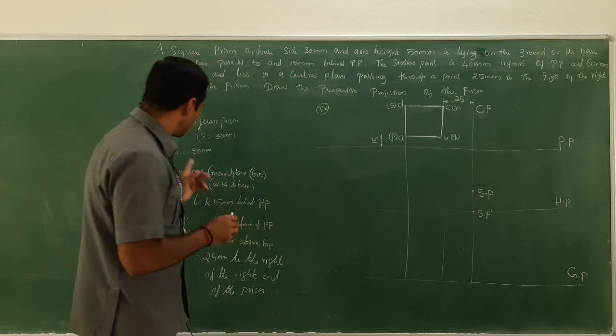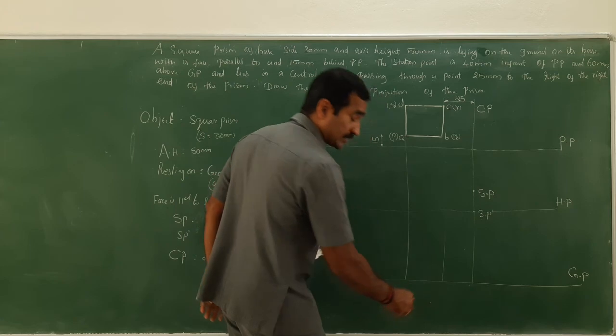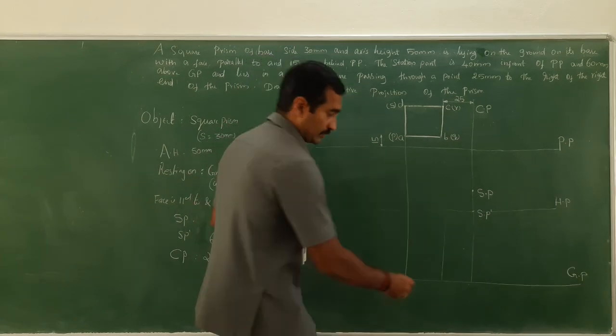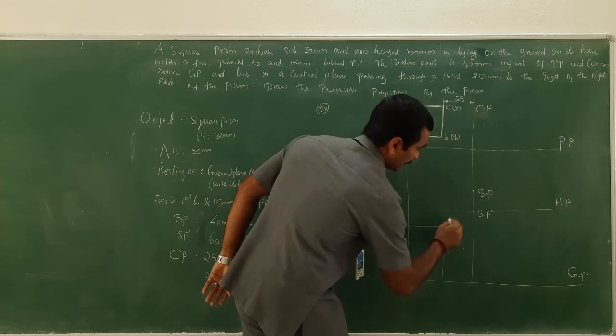So, what is the height? The axis height is 50 mm, right? Take 50 mm from the base, that means on the ground line. So, from the ground line, you take 50, draw a line.